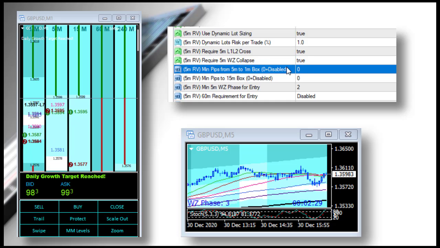Now, I have it set to 0 and disabled because if I have a collapse and a cross, then it's okay. I really don't care about the 1 minute boxes. They're more noise in that situation because I won't mind if a price floats up to the high here and holds under the high. I would still take that trade if we're crossed and we're collapsed. So what the 1 minute boxes, if you don't disable it in that situation, they could float up and disable a really good entry on a nice trade.